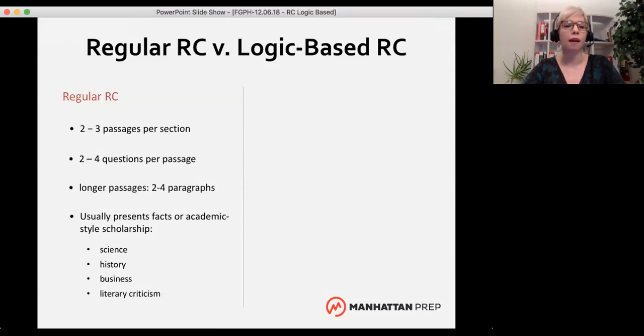Those ones have 2, 3, maybe even 4 questions per passage, which is nice because if you've spent the time to read a big, long 4-paragraph article, you don't want to be asked just one question about it, right? So these ones, you have a lot to read up front, but then you're going to be asked several questions about it. Who knows what types of questions were typically asked on regular reading comprehension?